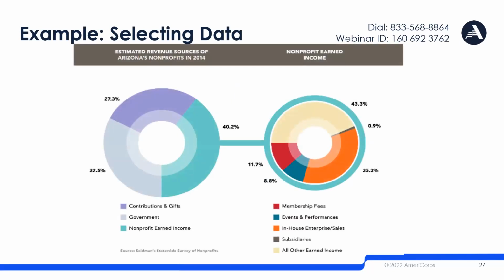Alternately, this visual from the original report from Arizona includes the same data on the left side, but then breaks down the category of earned income into things like membership fees, events, and services or sales. This is a more informative visual, but as you can see, it has more of an informational feel with lots of data and more neutral language in the titles.